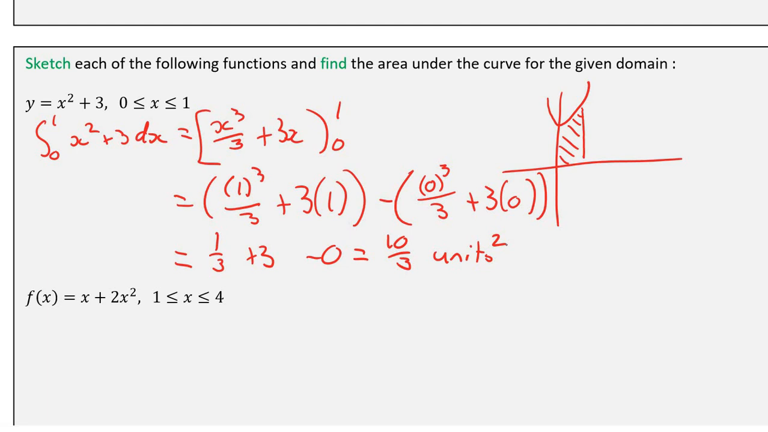How many thirds are there in 3 wholes? 9. And then I'm adding 1/3 to that. Okay.